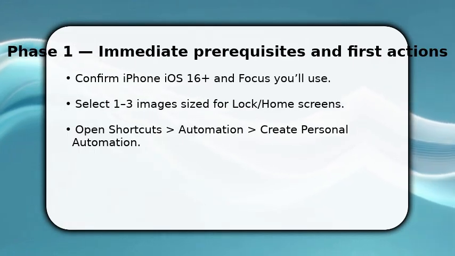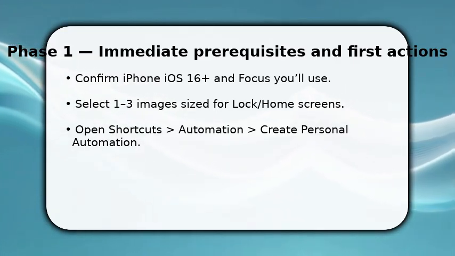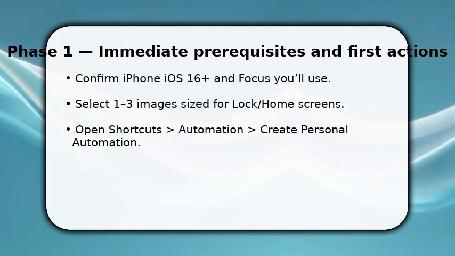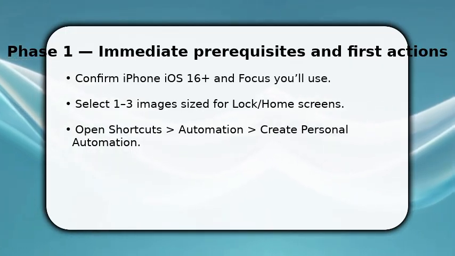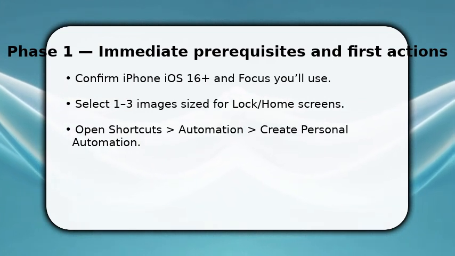Next, tap Automation, then create Personal Automation and pick Focus as the trigger. Once done, select the specific focus mode you'll tie to the wallpaper. Make sure to uncheck any unrelated triggers, so the automation only runs when that focus activates.